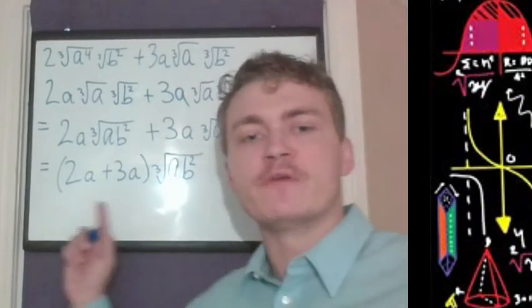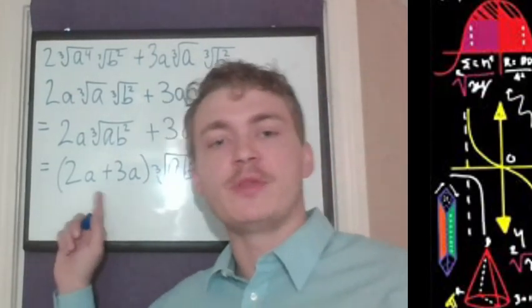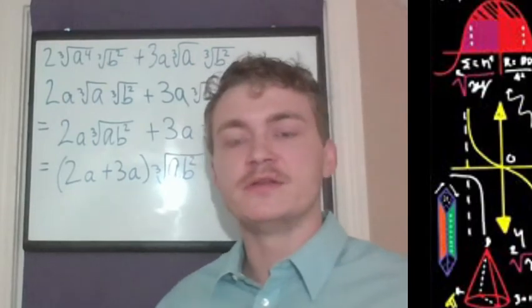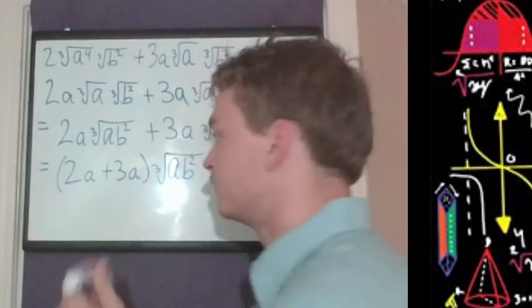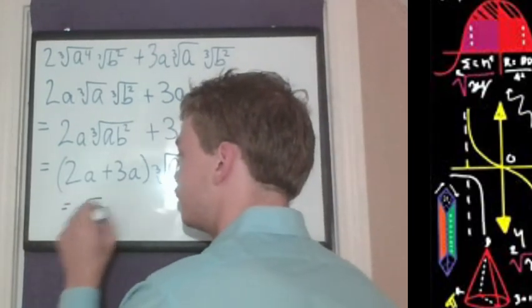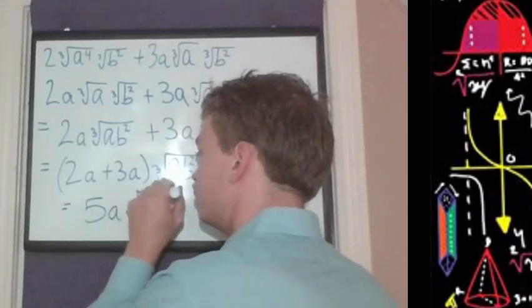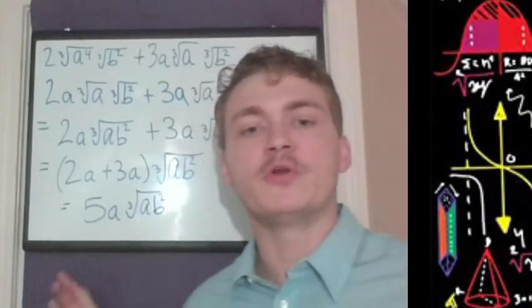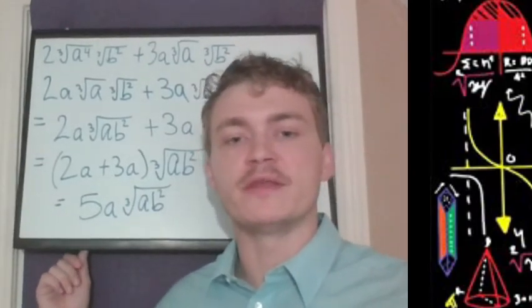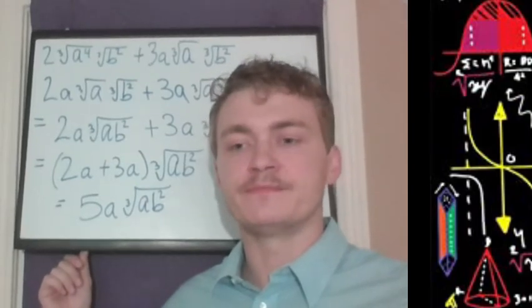And when we look at those coefficients a little bit closer, 2a plus 3a, these are actually like terms. How many a's do we have? Well, 2 plus 3 says we have 5 a's. Here, 5 multiply a, multiply the cube root of ab squared.